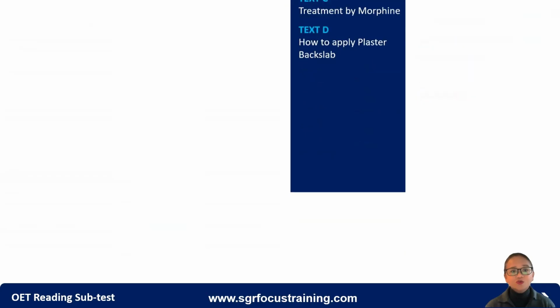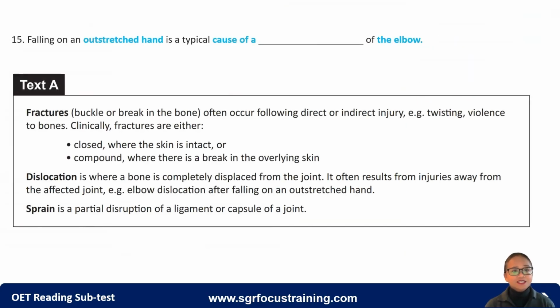So we go into text A. By the time you go into text A, you're going to look at additional keywords this time, looking at the words outstretched hand and the word elbow. Once you find them in the text, then you focus your eyes in here. So we're looking for the cause of a blank of the elbow, meaning something happened to the elbow. And it says elbow dislocation after falling on an outstretched hand. There you are. What happened to the elbow is it got dislocated. So dislocation will be the answer in there.